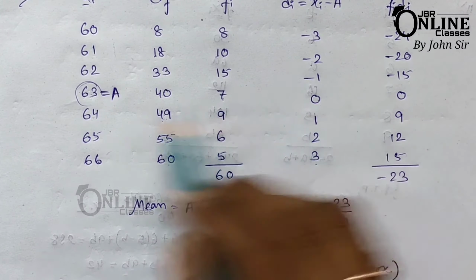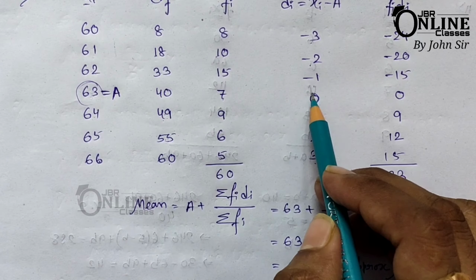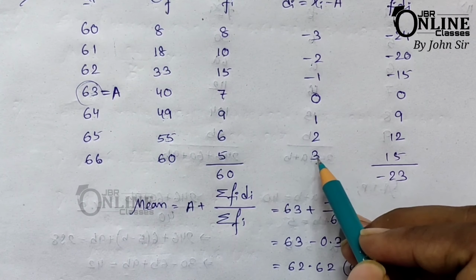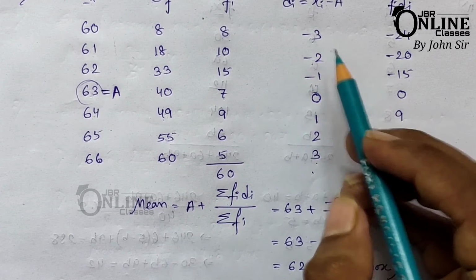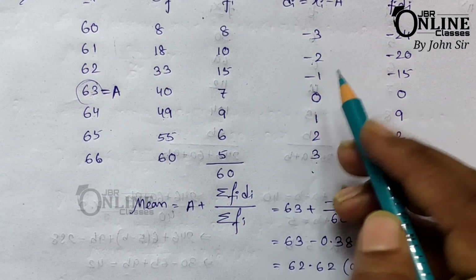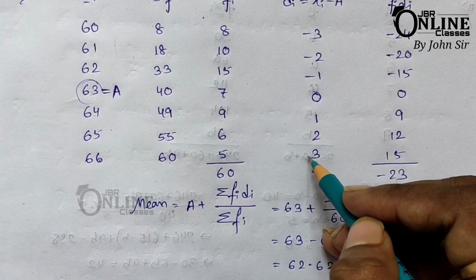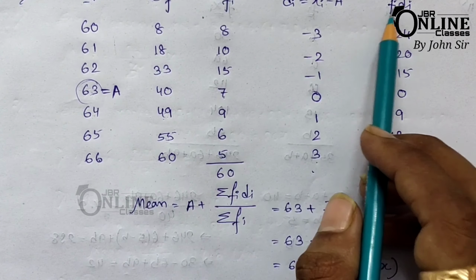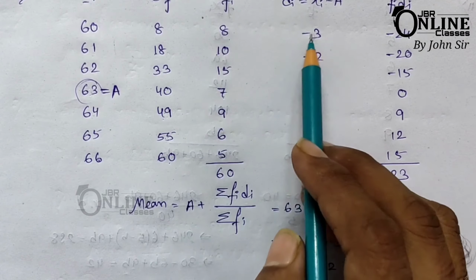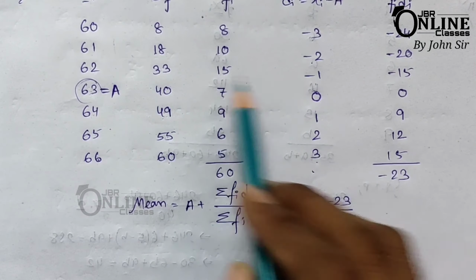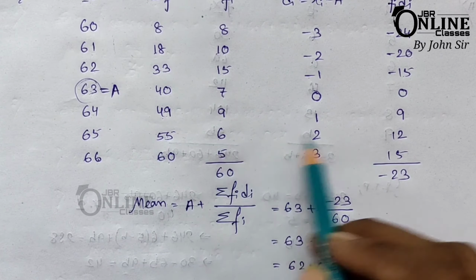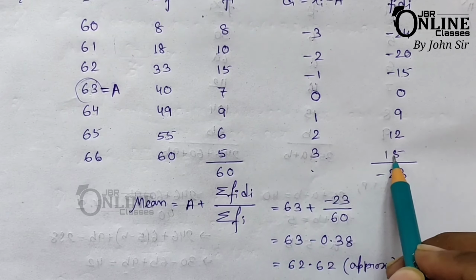Now always remember that the middle one will always be 0 and the upper number and the lower number will be the same, as here 1, 2, 3, here also 1, 2, 3. There will be one difference: the upper one is always negative and the lower one always positive. Okay, now last one, fi di. So 8 into minus 3 is minus 24, 10 into minus 2 is minus 20, 15 into minus 1 is minus 15, 6 into 2 is 12, 5 into 3 is 15.